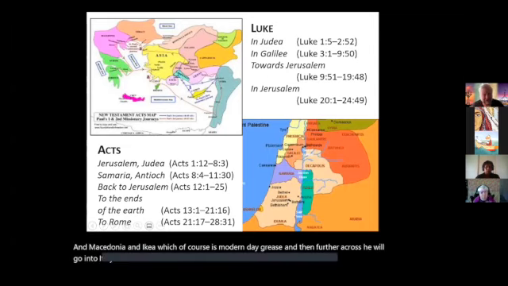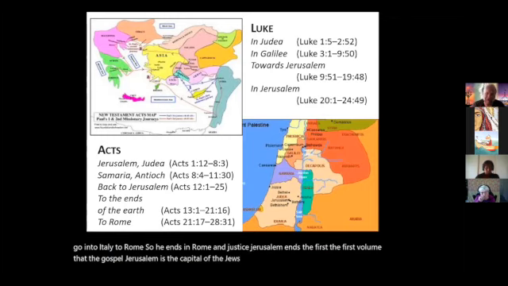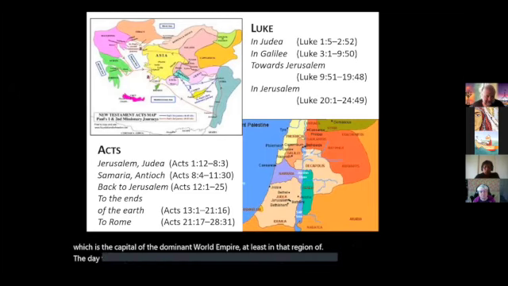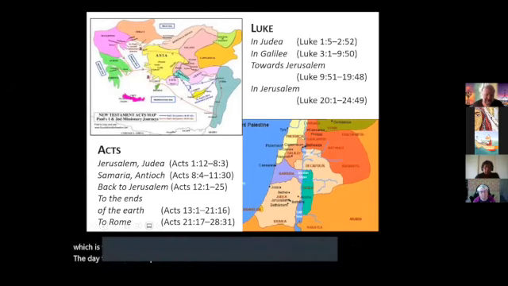And just as Jerusalem ends the first volume, the Gospel, Jerusalem being the capital of the Jews, so the story in Acts ends in Rome, which is the capital of the dominant world empire, at least in that region of the day, the Roman Empire. So I think that there is quite some significant symbolism in the story that Luke tells.